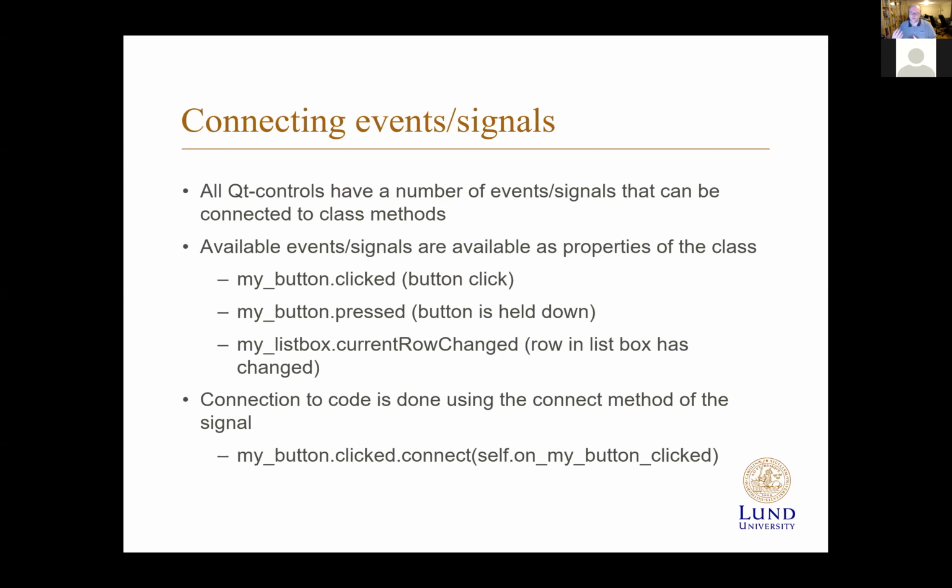To be able to connect those signals to your code, you need to connect the signal with your code. For the button, for example, there is a clicked signal, and there is a pressed signal when the button is held down. And for a list box, for example, there is currentRowChanged, which is a signal sent out when a row in a list is changed. The connection is made by a special method called connect. So if you have a clicked signal, there is a dot connect method on that, which you can assign your own method to. The self.onMyButtonClicked is your own code. So in your main window, you add a method called onMyButtonClicked, and then you connect it with the connect method.